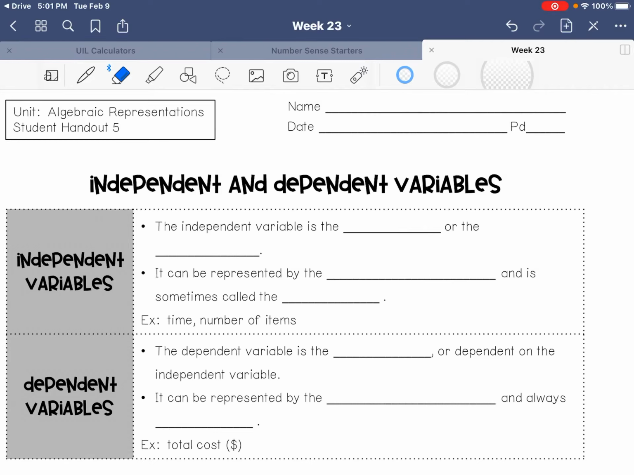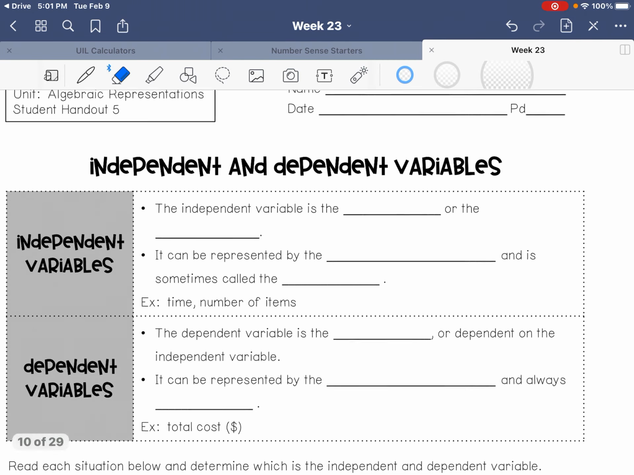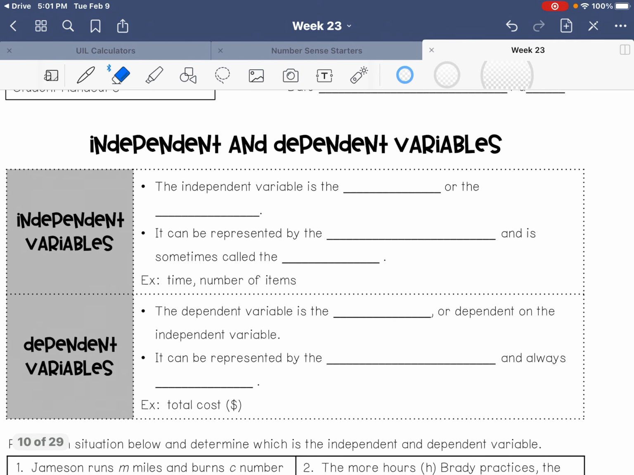Okay, everybody, this is our notes on independent and dependent variables. If you don't have a piece of paper right now, go get a piece of paper so that you can copy this down. Or if someone brought you home these blank papers, find these notes so that you can fill in the blank. Today we're going to talk about dependent and independent variables.